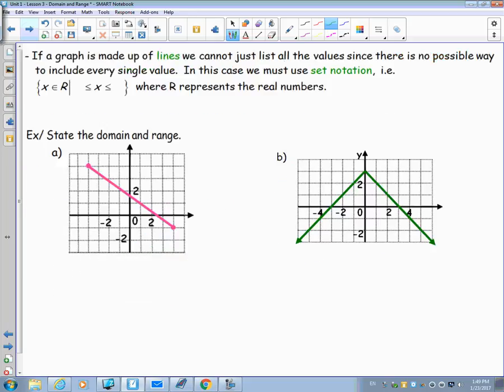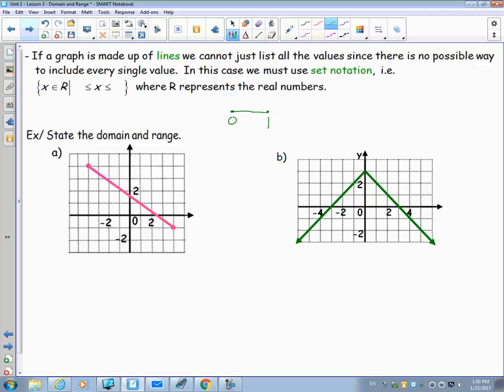Okay, the problem is, what happens if I have a graph made up of lines? There's no way I can possibly list all the values that are included. For example, if I had a graph that started at 0 and went to 1, can you guys give me a list of all the numbers in between there? Well, no, you can't. It's not possible. There's an infinite number of fractions and decimals between 0 and 1. Every time you think you listed them all, you can add another decimal place or add another 0 to the bottom of your fraction or something like that. So we can't list them all.